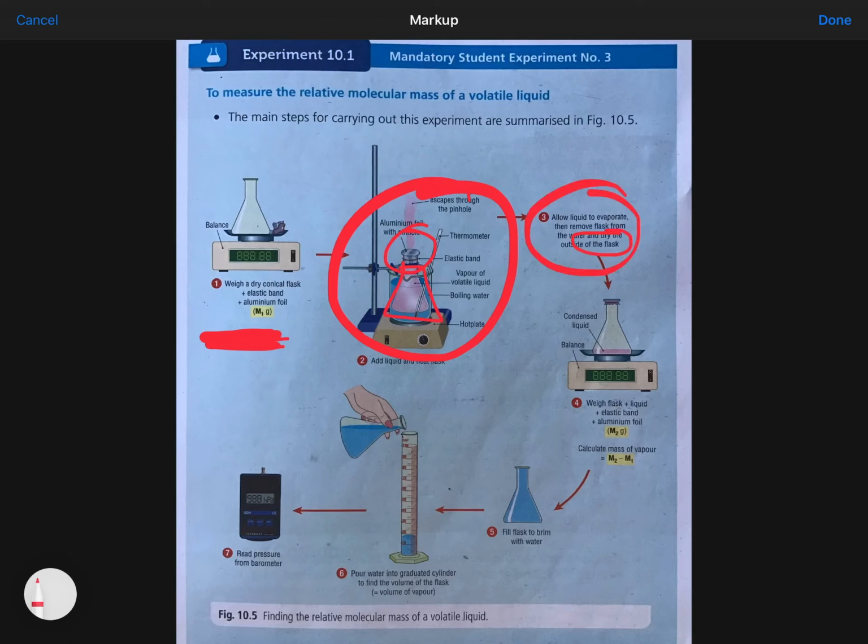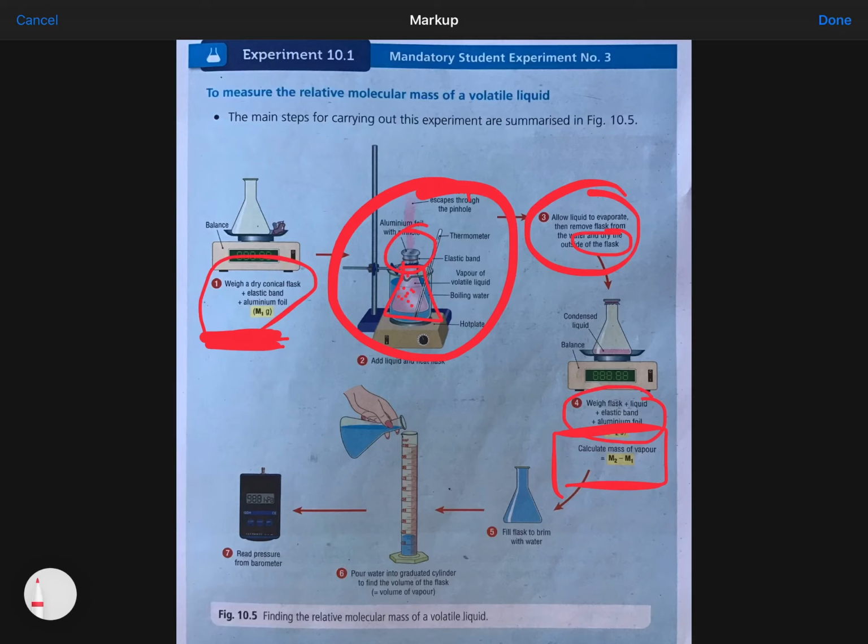Dry the outside. You must say that you dry the outside of the flask, because otherwise you're going to include the mass of the water on the outside. And you reweigh then to find the mass of the liquid, the flask, the elastic band, and the foil. Then by subtraction, you calculate the mass of the condensed liquid. They're drawing the pink vapor there, so you see the flask is full. When that vapor is allowed to condense, that's the mass of condensed liquid from the vapor that once filled the flask. That's what you're getting the mass of.